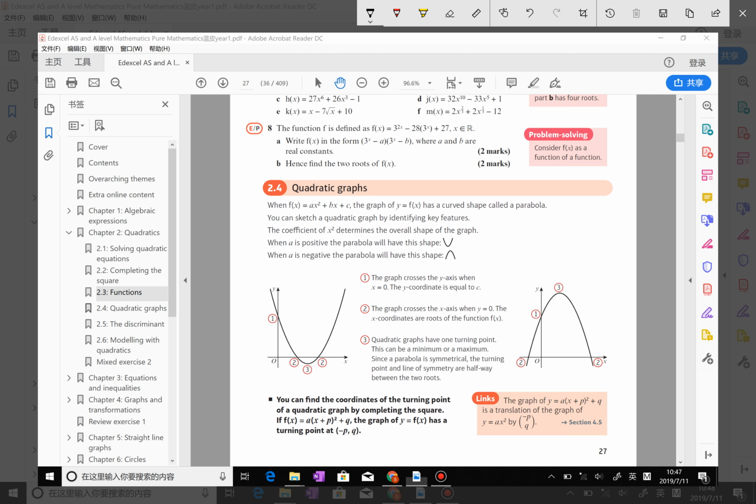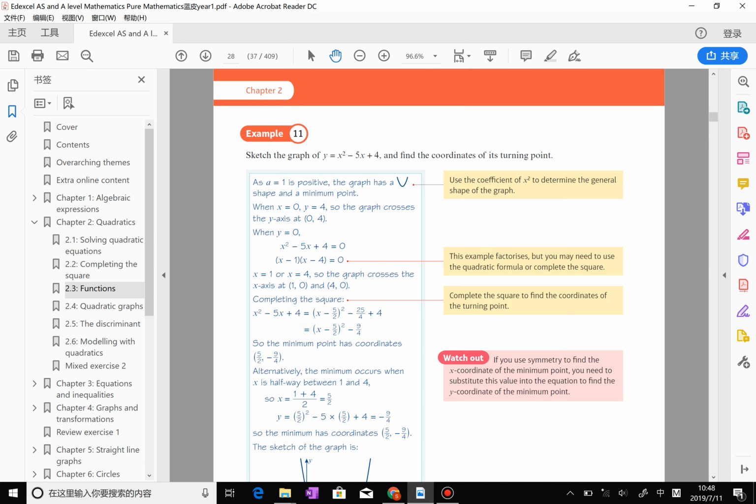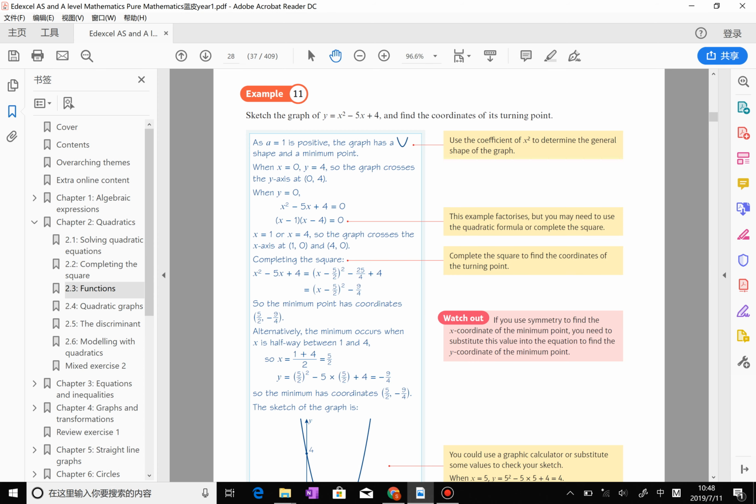So we could write a quadratic equation by completing the square, and then it's going to become f(x) equals a times (x plus p) squared plus q, and then the turning point coordinate is going to be (negative p, q). Okay, all right, so let's move on to look at example 11.